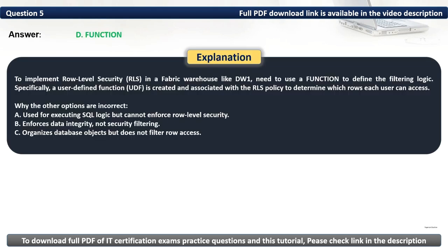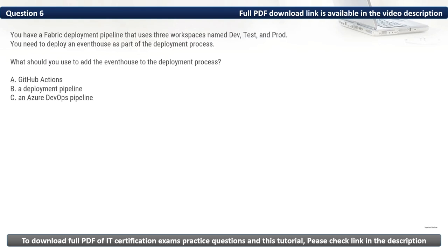To implement row-level security in a Fabric warehouse like DW1, we need to use a function to define the filtering logic. Specifically, a user-defined function is created and associated with the RLS policy to determine which rows each user can access. Question 6. You have a Fabric deployment pipeline that uses three workspaces named dev, test, and prod.